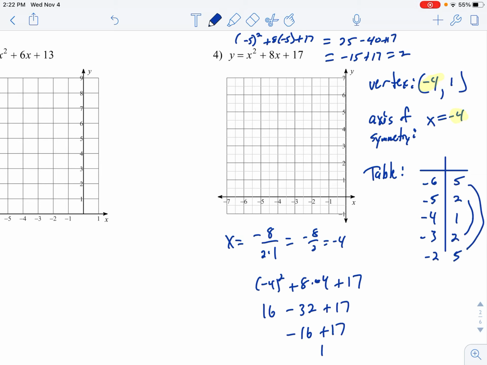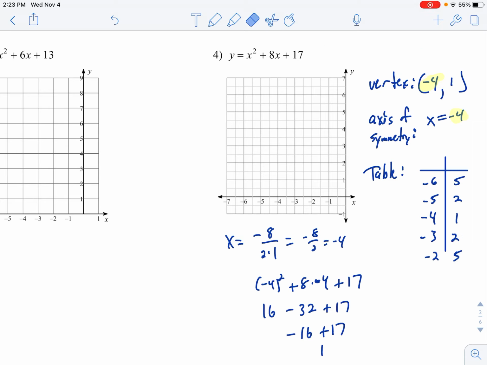Symmetry, symmetry. I'm not going to take that for granted. I'm actually going to do the work, but I know what should happen. Negative 3 squared plus 8 times negative 3 plus 17. That's 9 minus 24 plus 17. 9 minus 24 is negative 15 plus 17, which is 2. Check. Now let's plug in negative 2. Negative 2 squared plus 8 times negative 2 plus 17. That's 4 minus 16 plus 17. Negative 12 plus 17 is 5. Check.